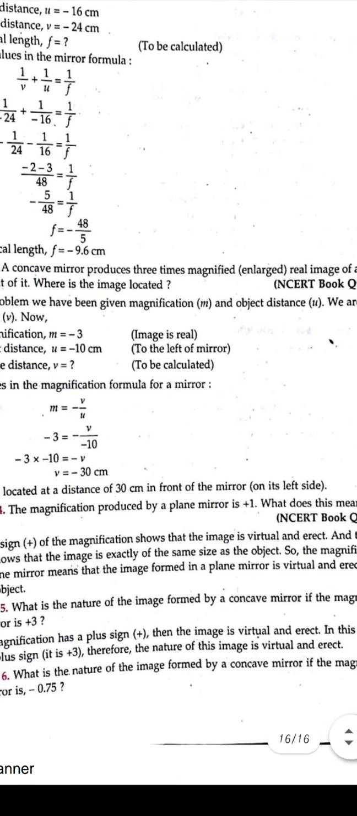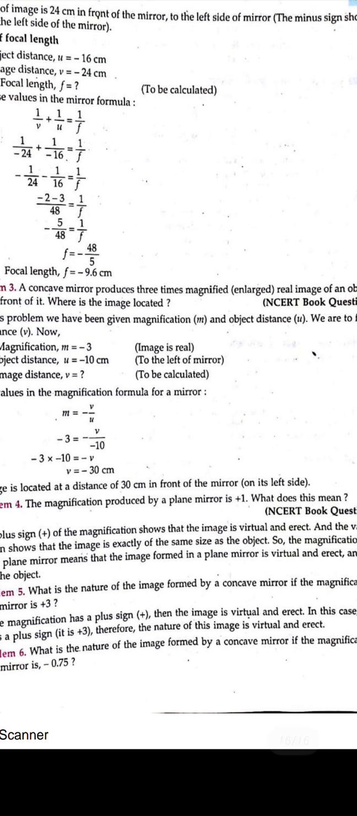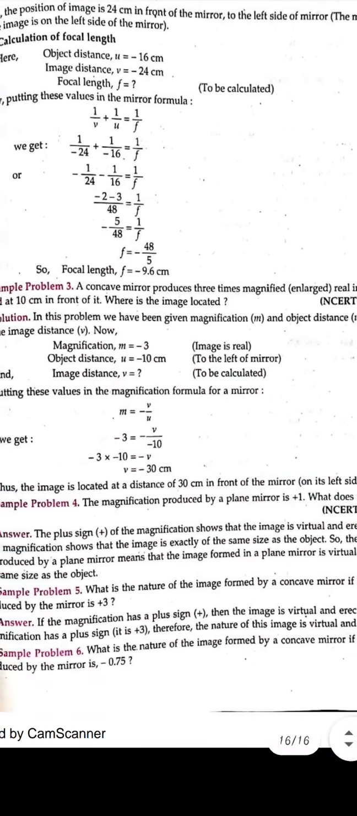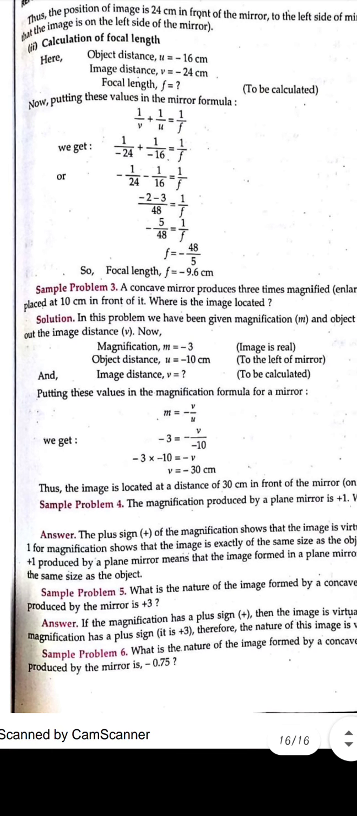The third problem you can see here is that a concave mirror produces a 3 times magnified real image. So we can say that the magnification is minus 3, and the object is placed at 10 centimeter. Since the image is real, we will take the object distance as negative. So the object is placed at 10 centimeter, so it is taken as minus 10, and the image distance we don't know, because we have to find the value of v.